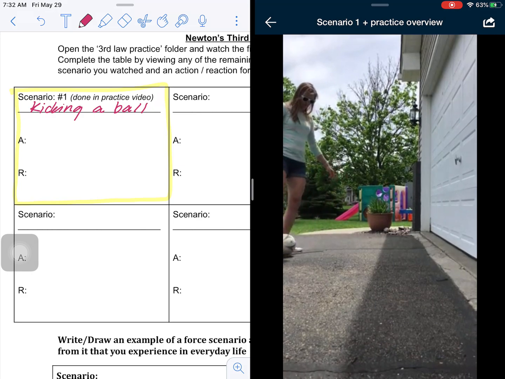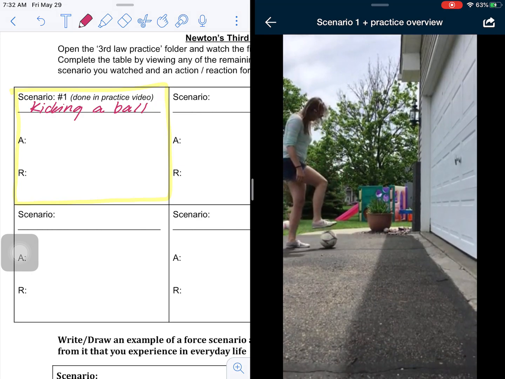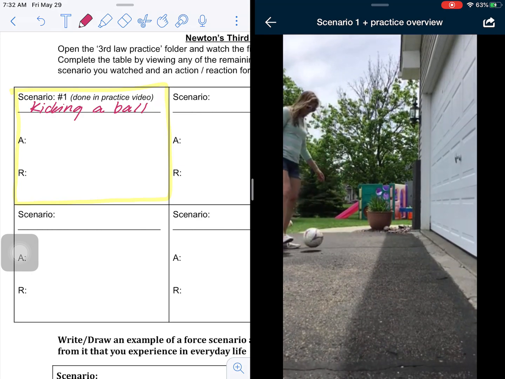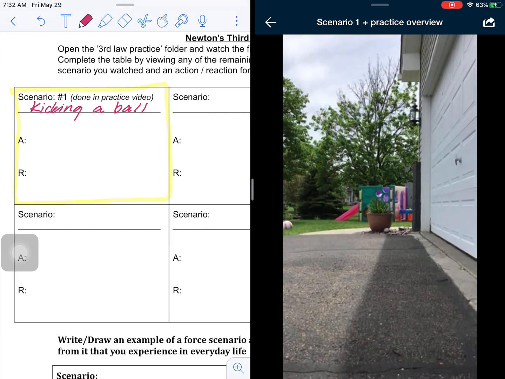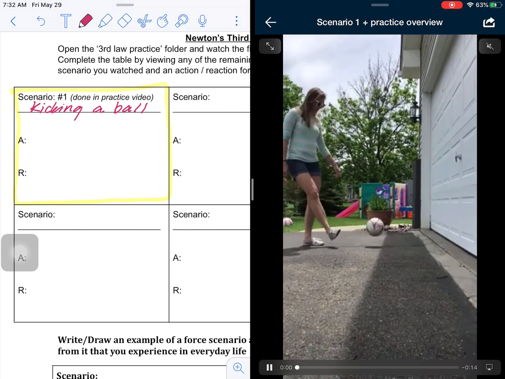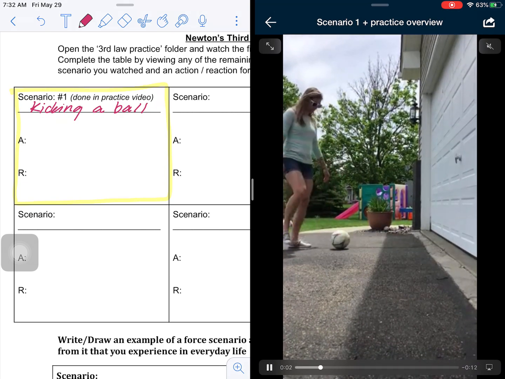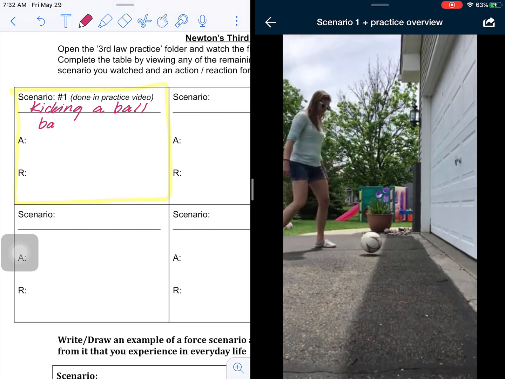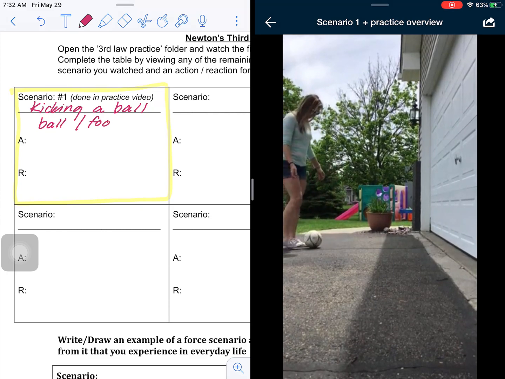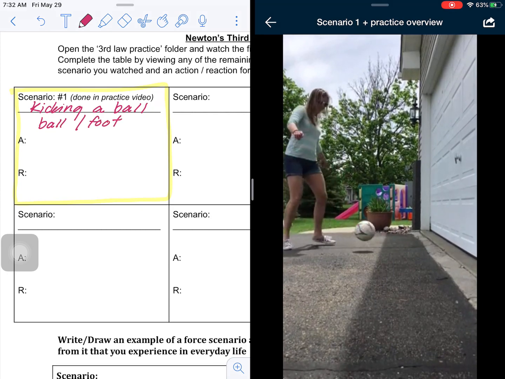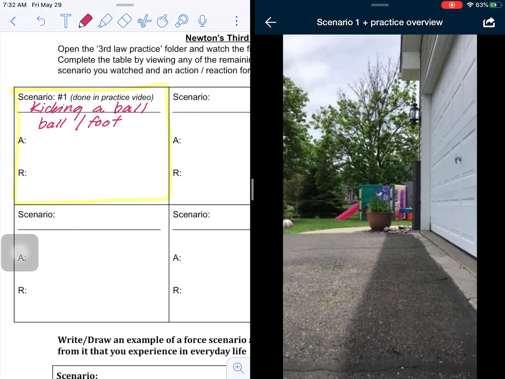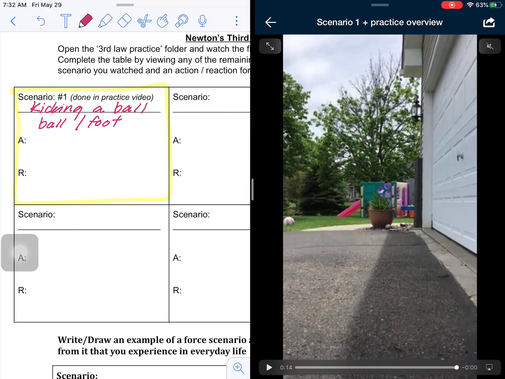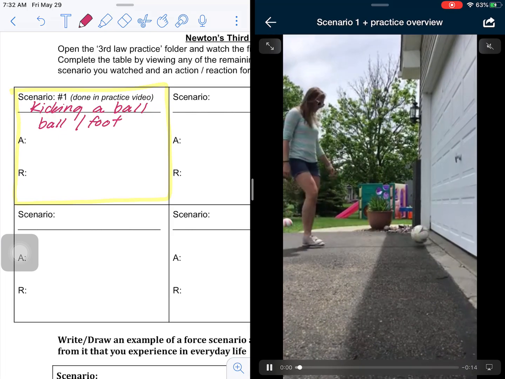So action, reaction. The first thing we want to think about is what are the two objects interacting. A couple things you could do here. Hopefully the first thing you're noticing interacting is the ball and my foot, right? That's where a lot of people go. So ball and foot are what are interacting. And then when you're thinking about your action, reaction force, we want to think about what's the best force word to use. Is it a push scenario or a pull scenario?